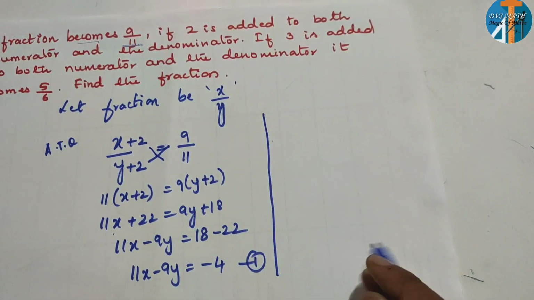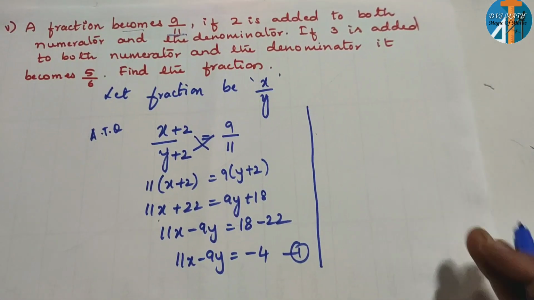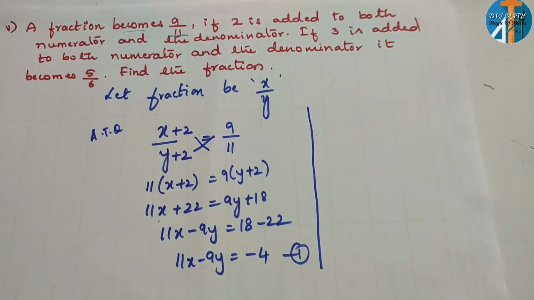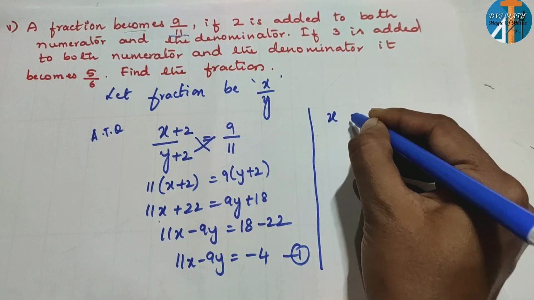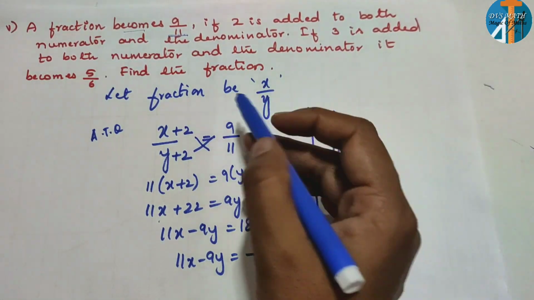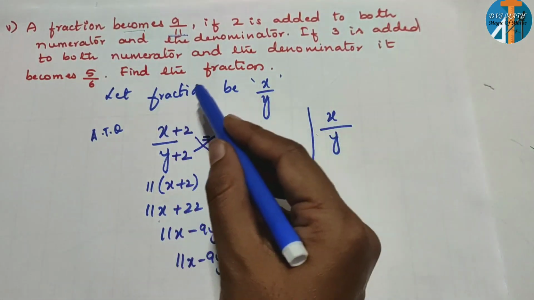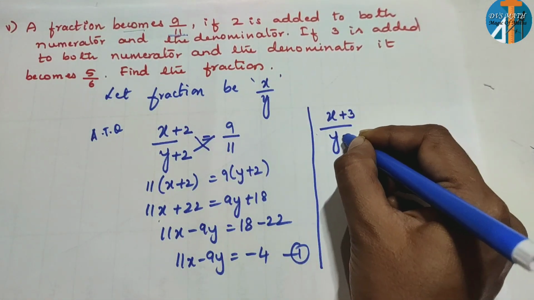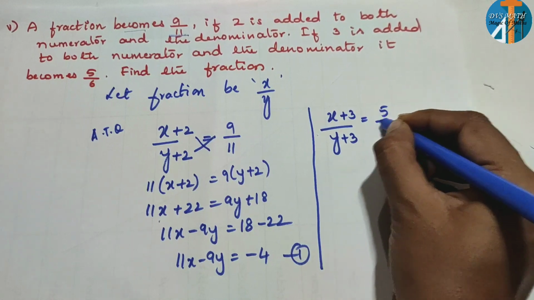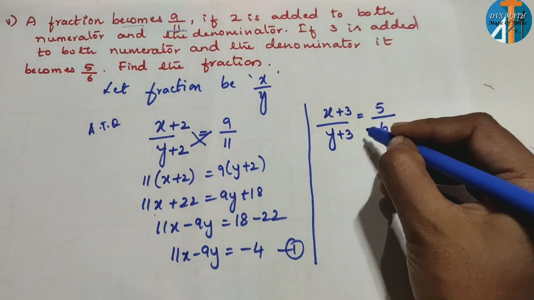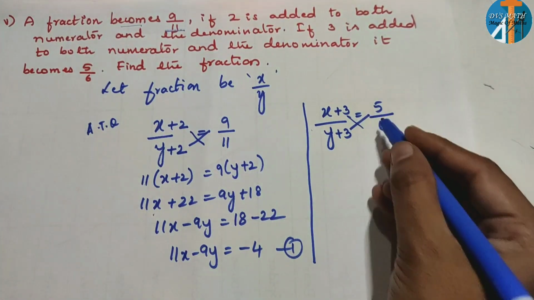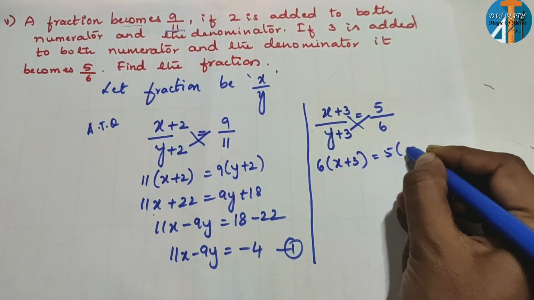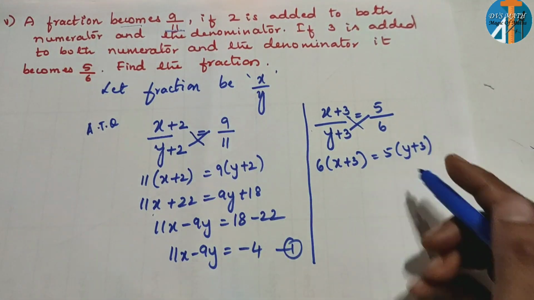Next, what is our next statement? If 3 is added to both numerator and denominator, now we have to add 3. So now x by y. When 3 is added to both numerator and denominator, it becomes 5 by 6. That means x plus 3 by y plus 3 equals 5 by 6. Again it is cross multiplication. So cross multiplication means 6 into x plus 3 equals 5 into y plus 3. You just have to cross multiply.